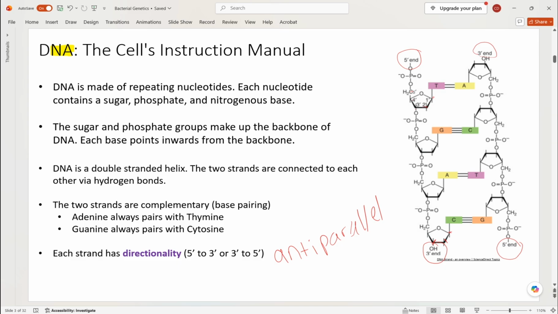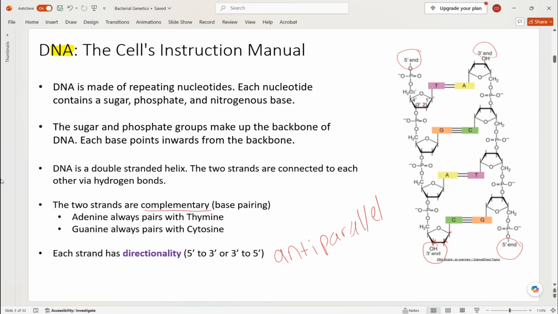We also say that they are complementary. This is referring to a phenomenon known as base pairing. So if you look at this picture, notice that adenine and thymine always go together. Guanine and cytosine always go together, and that's how it always will be. It has to do with how their structures form the hydrogen bonds together.